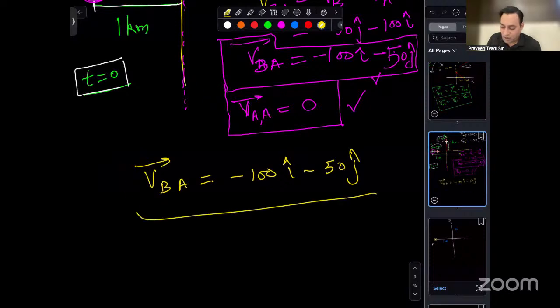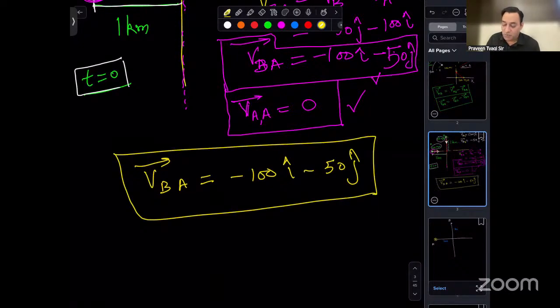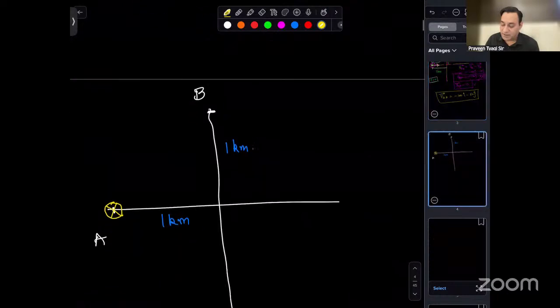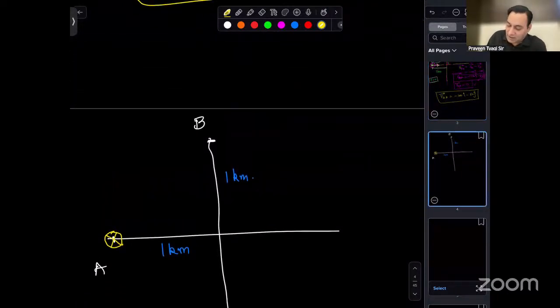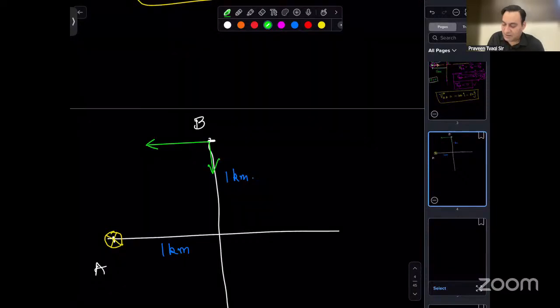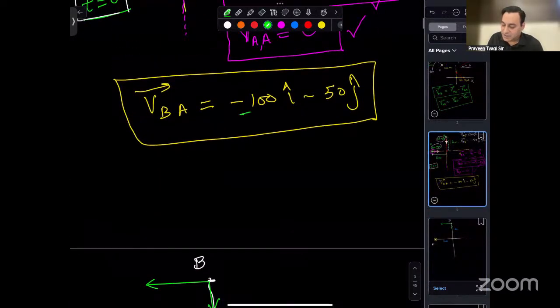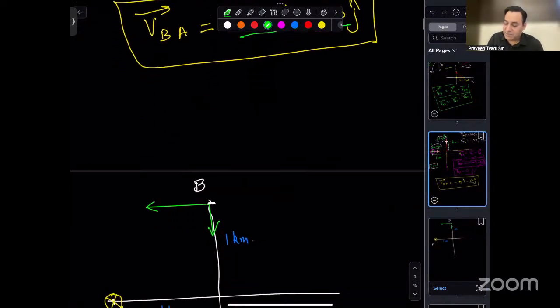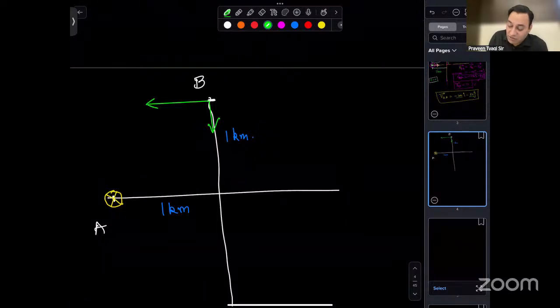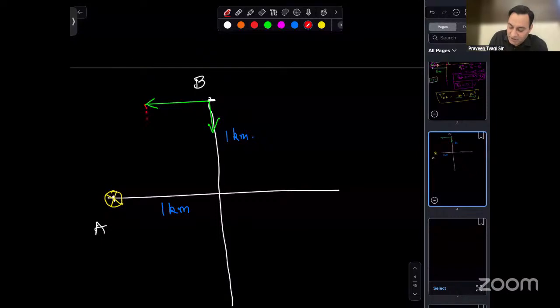I want to use this to plot how A feels B is moving. He finds B moving in this direction with 100 meters per second, and in the y direction with 50 meters per second. This way, minus 100 i cap, minus 50 j cap. So the resultant of B, he will feel, is in this direction. He will find B is actually moving in this direction.